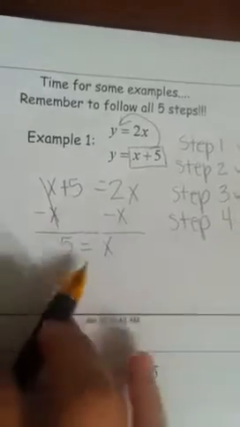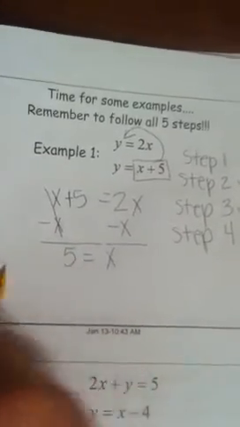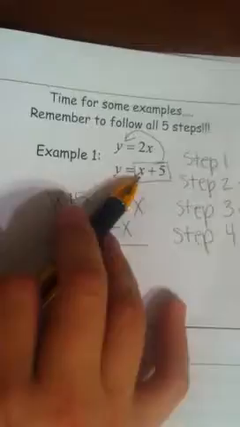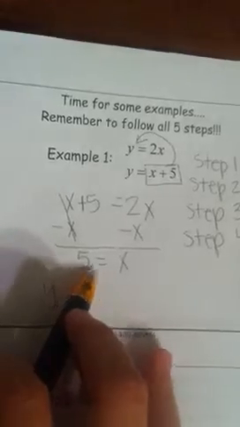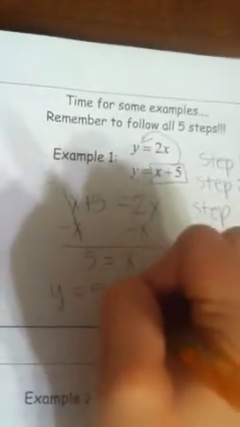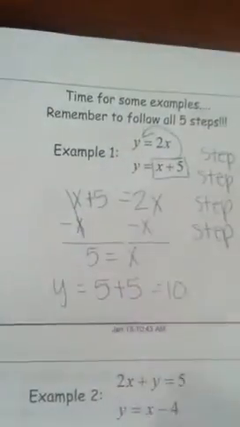Now that I know one of these variables, I can plug it back in to find the second variable. So where y is equal to x plus 5, I know what x is, it's 5. So I can just put y is equal to 5 plus 5. So y is equal to 10.